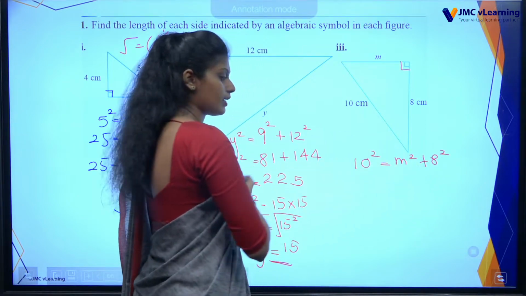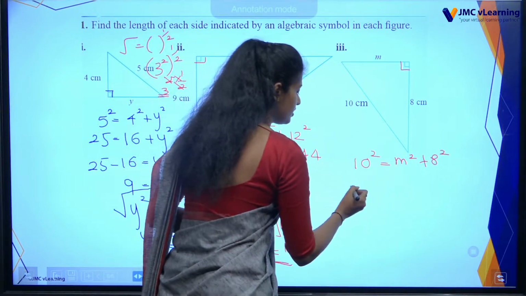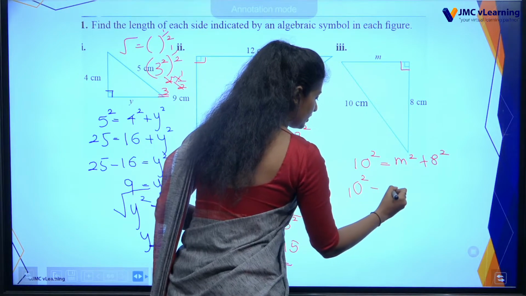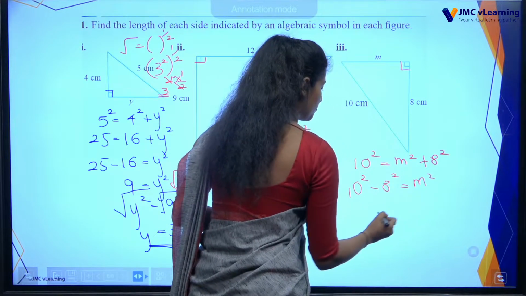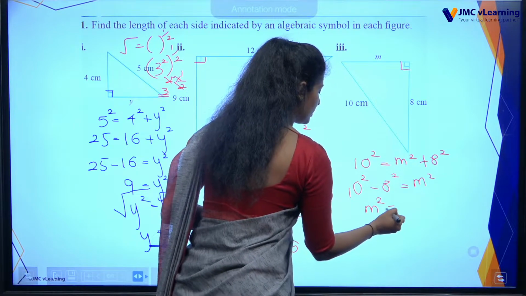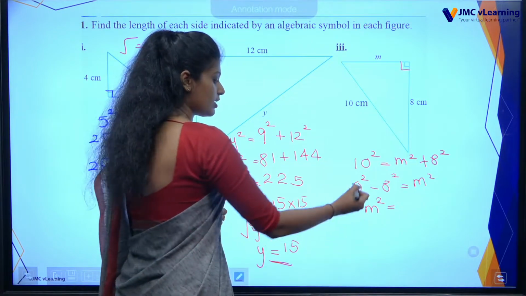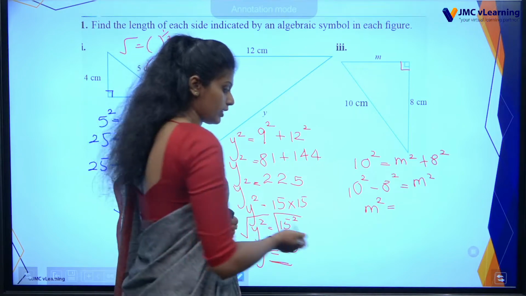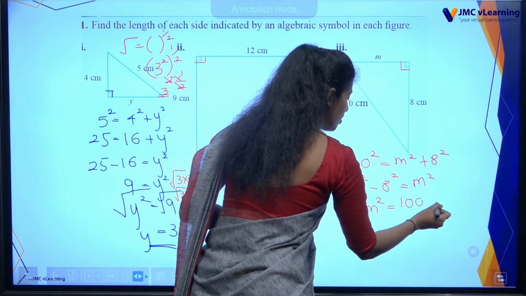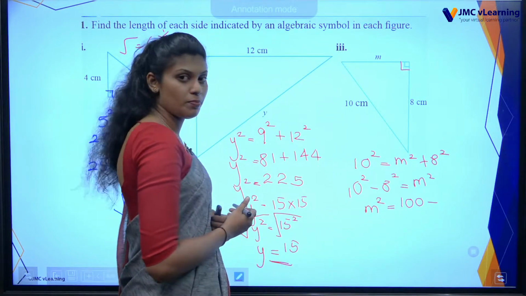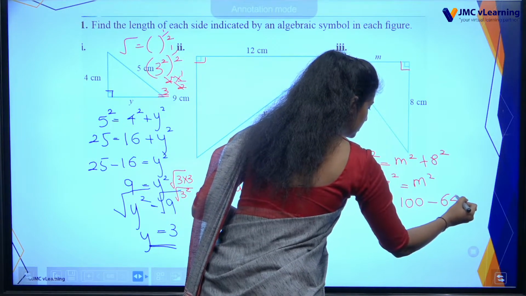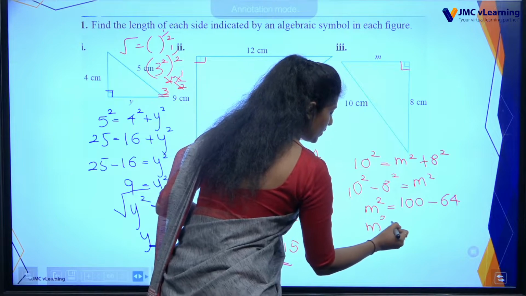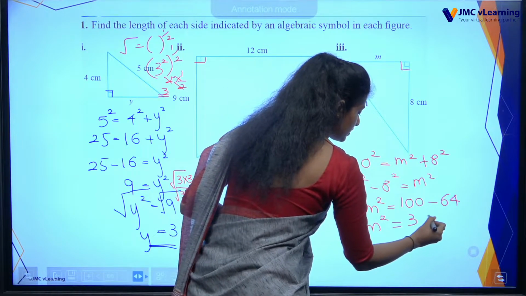Let's take that 8 squared to this side. 10 squared minus 8 squared is equal to m squared. So, what is the value of m squared? 10 to the power 2 is 100, minus 8 to the power 2, 8 into 8, it is 64. Then when you subtract these two, the value is 36.